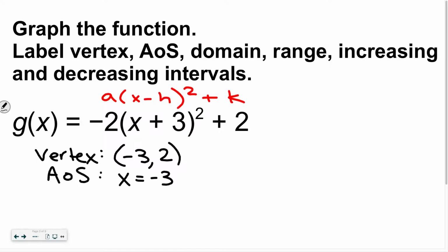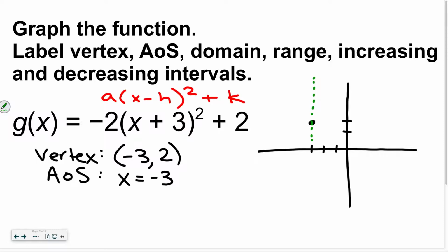And I'll go ahead and graph those things and get the rest of my parabola before I go into domain, range, increasing and decreasing. So I'm going to go left 3 and up 2, and there's going to be my vertex point. Okay. I'm going to sketch in my axis of symmetry because I can use the symmetry to get some additional points. Now, you could use a table of values to find more points, but we also know from chapter 1 that we can use our A value in front to help us with what the shape of the graph is going to be.